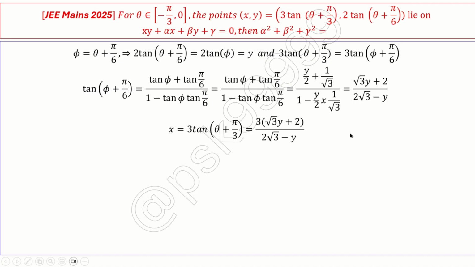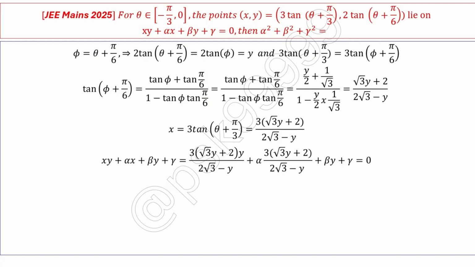Now once you know this, xy plus alpha x plus beta y plus gamma is nothing but, if I replace x with this value, this is what it is. Everything is in terms of y, basically there is no x. I just replaced x with the y value. Now simplify it, and do it very carefully because there are a lot of surds involved here. This is what you will get. You will get a quadratic equation in y where a is nothing but 3 root 3 minus beta, b is 6 plus 2 root 3 beta plus 3 root 3 alpha minus gamma, and the constant term is 6 alpha plus 2 root 3 beta gamma.